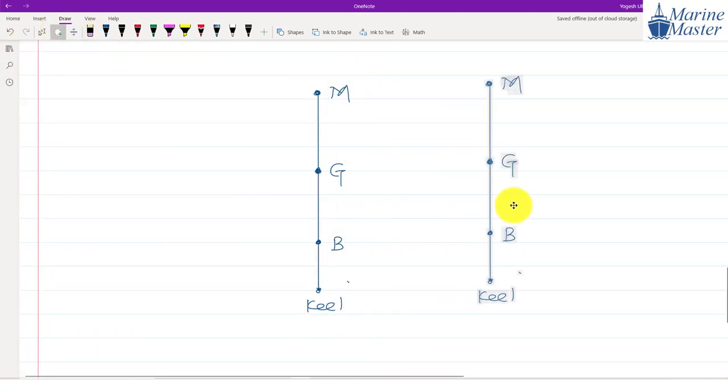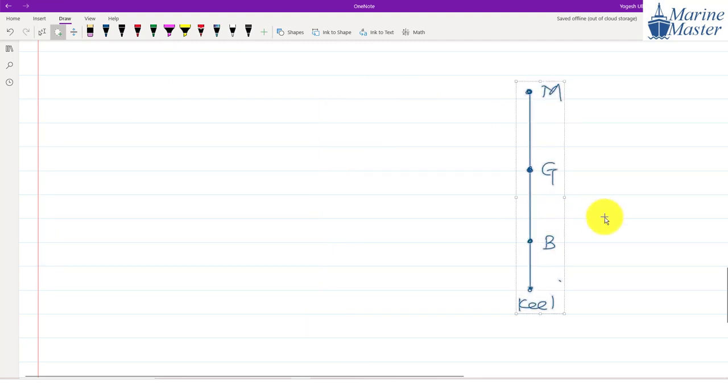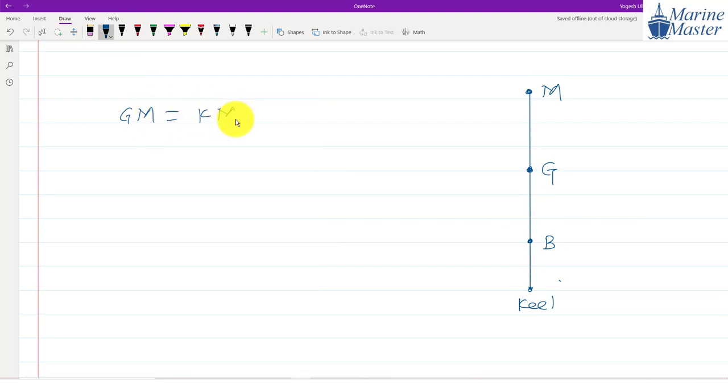Try to understand the point here, a very simple discussion. Now if you observe, what will be the GM? GM will be KM minus KG. And what is the KM? KB plus BM. And then minus KG. Here we get the final expression for the GM.